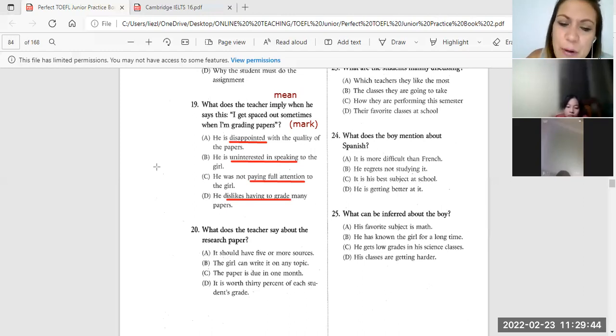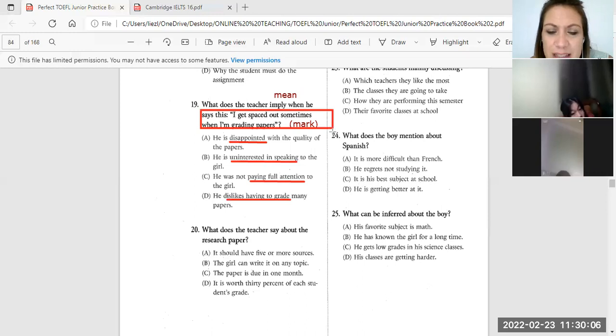Now look carefully. B and C say to the girl. Look in the question there, number 19. Is he talking about a girl in number 19? Is he saying, I get spaced out sometimes when I talk to the girl? Is there the word girl in the question here? Is he talking about a girl? Yes or no?